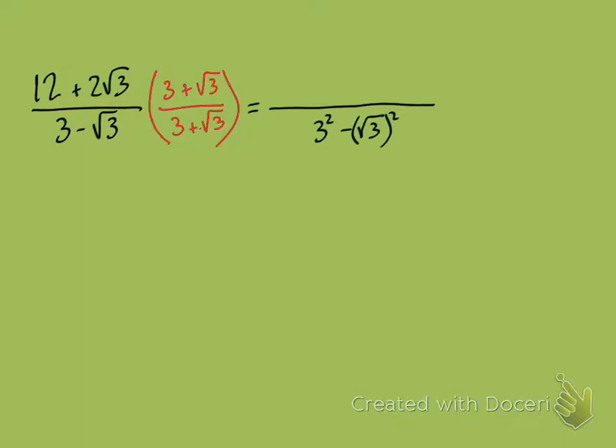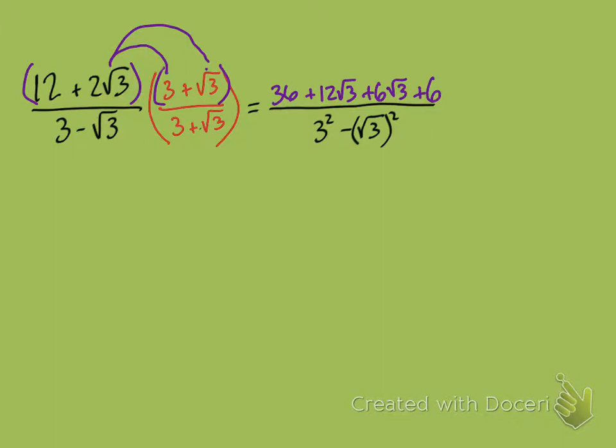3 squared minus root 3 squared. That's not going to be too much trouble on the bottom. But the top is 2 binomials multiplying together, so we've got a little bit of work here. 12 times 3, 12 times root 3. Actually, that wasn't so bad. Then we've got 2 root 3 times 3 and 2 root 3 times root 3. Kind of a mess there, but there we go. There's our numerator all multiplied out.